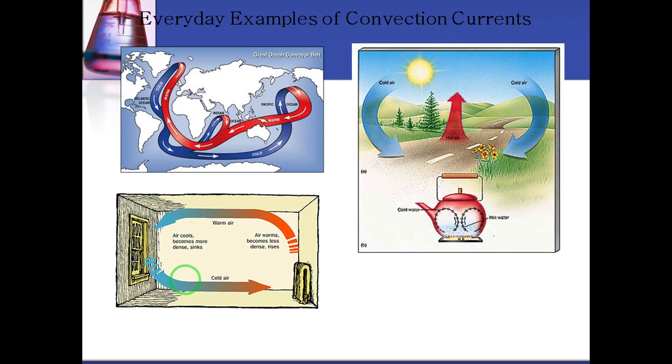The third example of convection is the water cycle. The water cycle warms up air, the air rises, it cools and condenses. Also an example of convection is when you boil water inside a kettle. The hot water goes up, the cold water goes down, and it boils the water in the kettle. So that's an example of convection again. Alright?